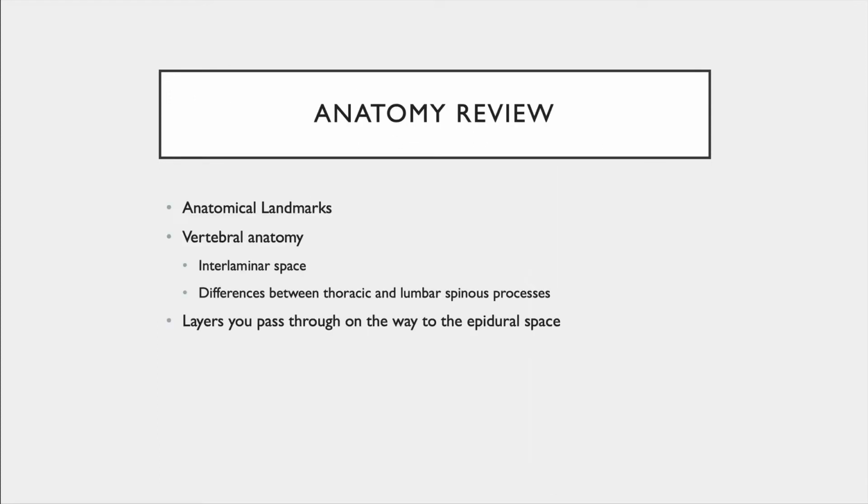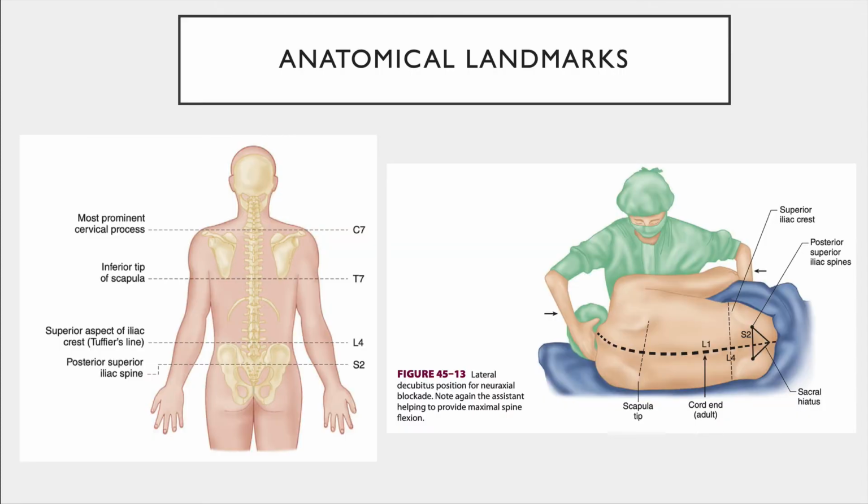So we're going to do a brief anatomy review, emphasizing the anatomical landmarks that will be helpful for epidural placement, going over some of the vertebral anatomy with emphasis on the interlaminar space, since that's where your needle is going to be guided towards, reminding you of the differences between thoracic and lumbar spinous processes and how this impacts our decision to use midline versus paramedian approach, and also reviewing the layers that you pass through on the way to the epidural space.